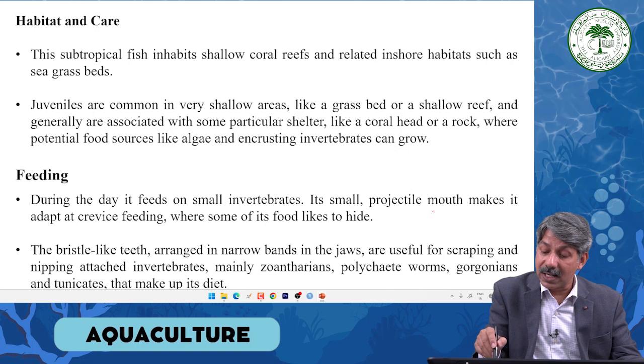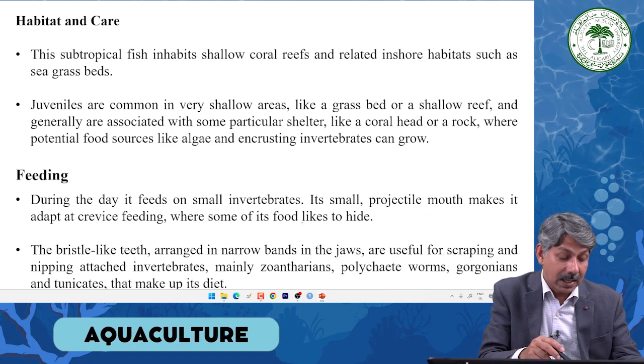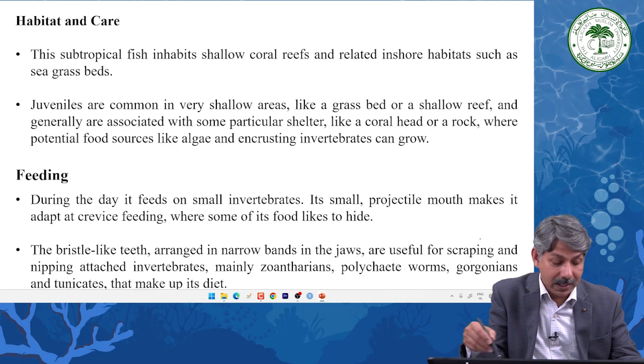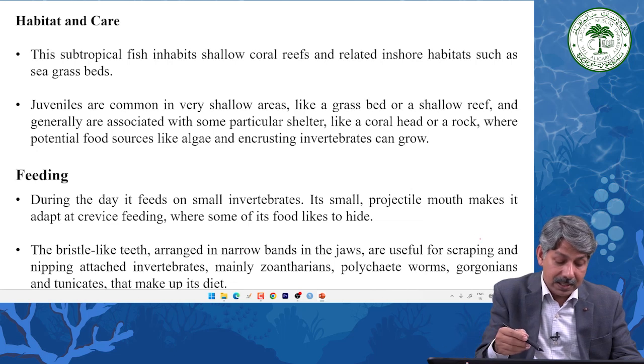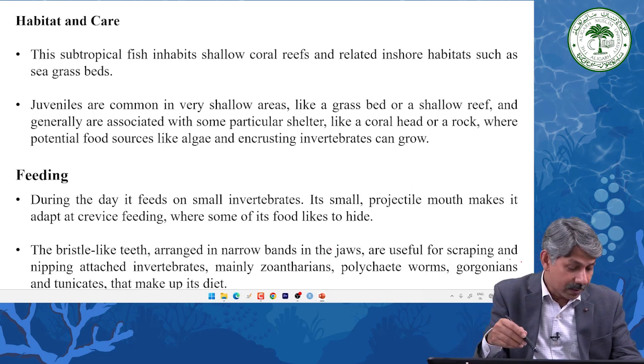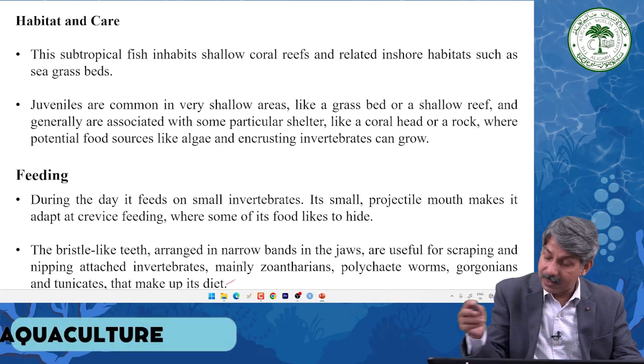Its small projectile mouth makes it adapted to feeding in crevices where some of its food likes to hide. The bristle-like teeth arranged in narrow bands in the jaws are useful for scraping and nipping attached invertebrates, mainly zoantharians, polychaete worms, gorgonians, and tunicates that make up its diet.